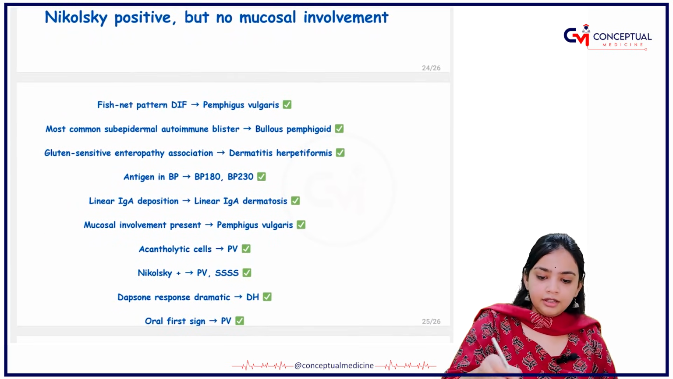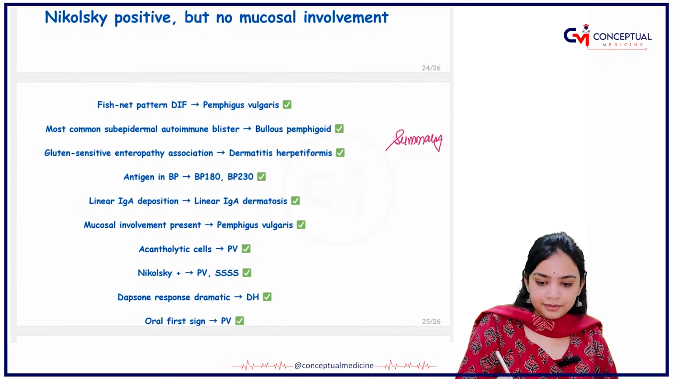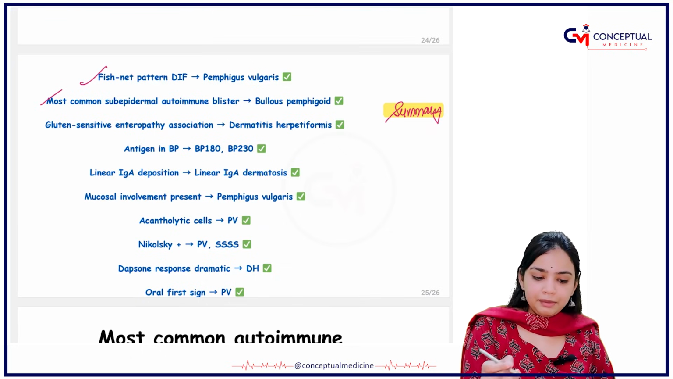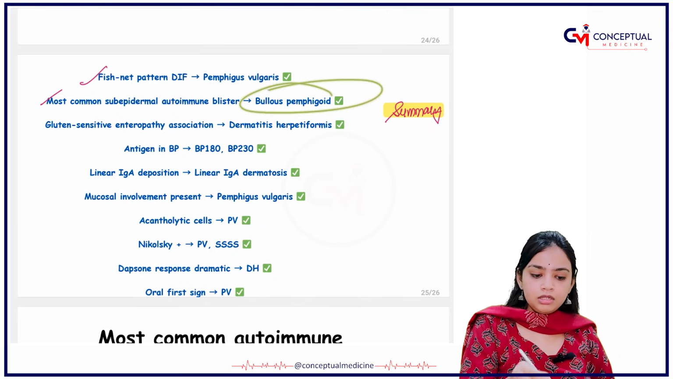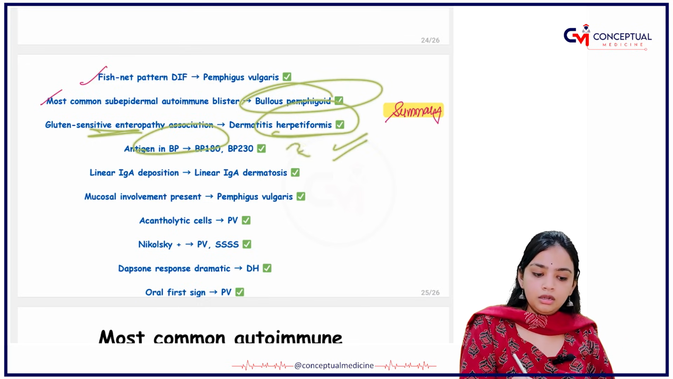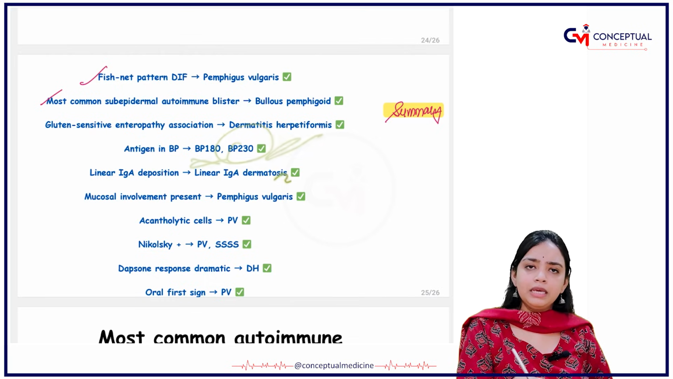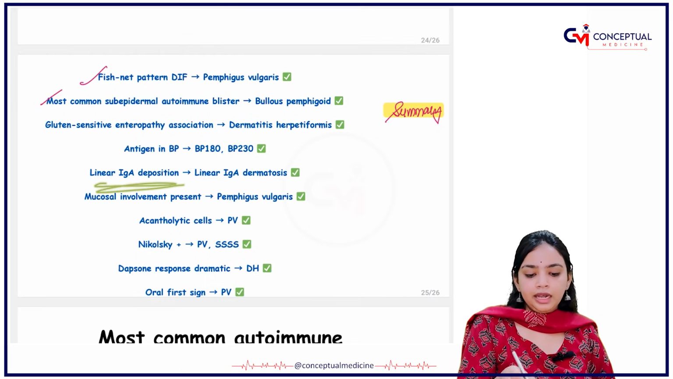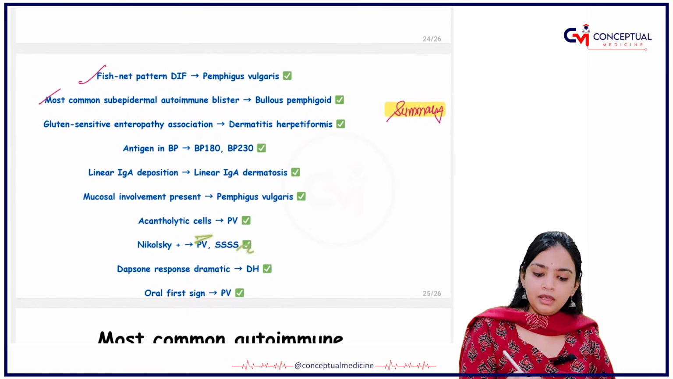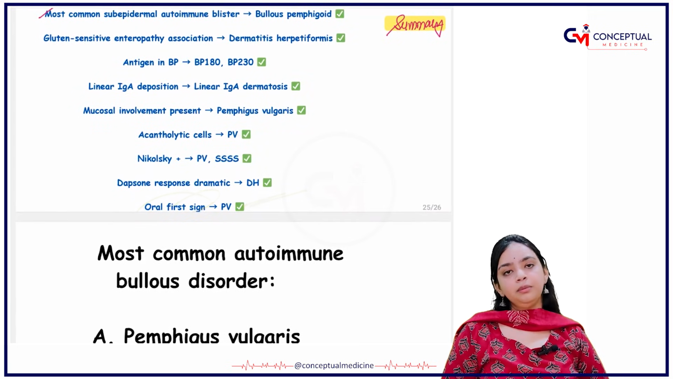This is basically our very beautiful summary table. In the summary table, fishnet pattern is seen in pemphigus vulgaris. Most common subepidermal autoimmune blister is seen in bullous pemphigoid. Gluten sensitive, you have to remember dermatitis herpetiformis. Antigens in bullous pemphigoid are BP180 and BP230. In linear IgA depositions, there is linear IgA dermatosis. Nikolsky positive in pemphigus vulgaris and your SSS syndrome. Oral first sign is present in pemphigus vulgaris.